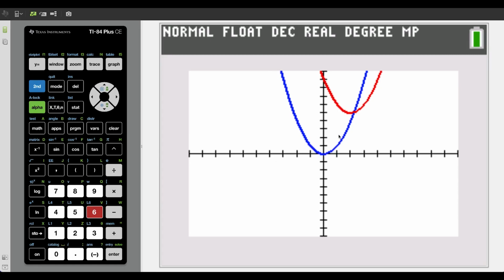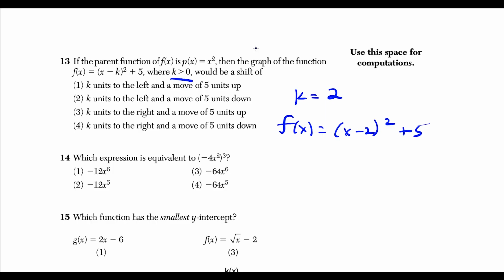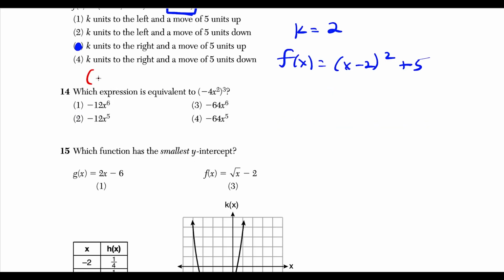Now how do we get to the red graph? We're going to the right 2 units. And we're going up 5 units. But now we just replace it with the letter k. So we're going to the right k units. So k units to the right. And we're going up 5 units. That corresponds to choice 3. So for this one here, it really helps to know rules like this.